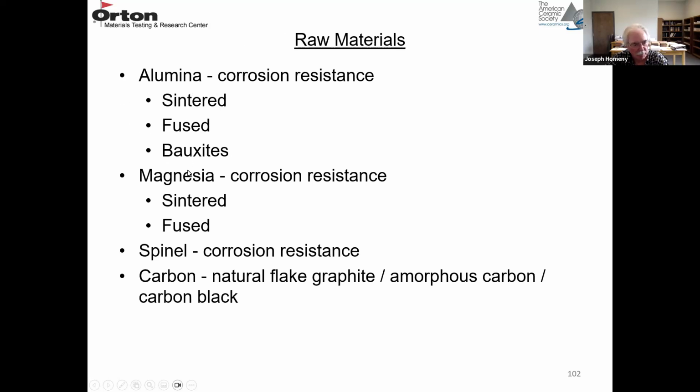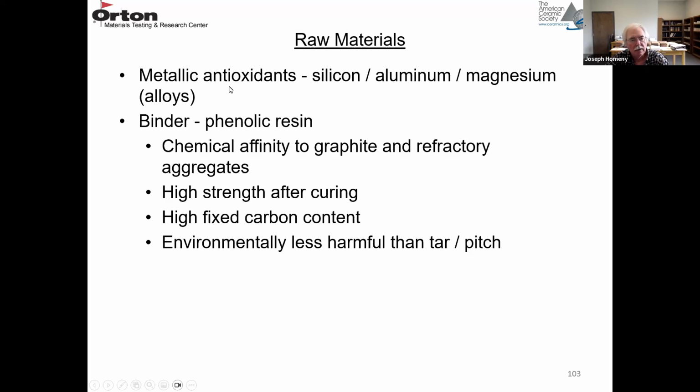So what happens is when you start out with alumina and magnesia, you're going to end up with spinel. And the spinel is also going to provide corrosion resistance. You can actually add spinel, but there are some advantages of adding alumina and magnesia and forming spinel in situ in the furnace during the application. The carbon source is going to be natural flake graphite, amorphous carbon, or even carbon black. Your antioxidants are going to be silicon metal, aluminum metal, or some type of magnesium alloy. And the binder again is the phenolic resin.